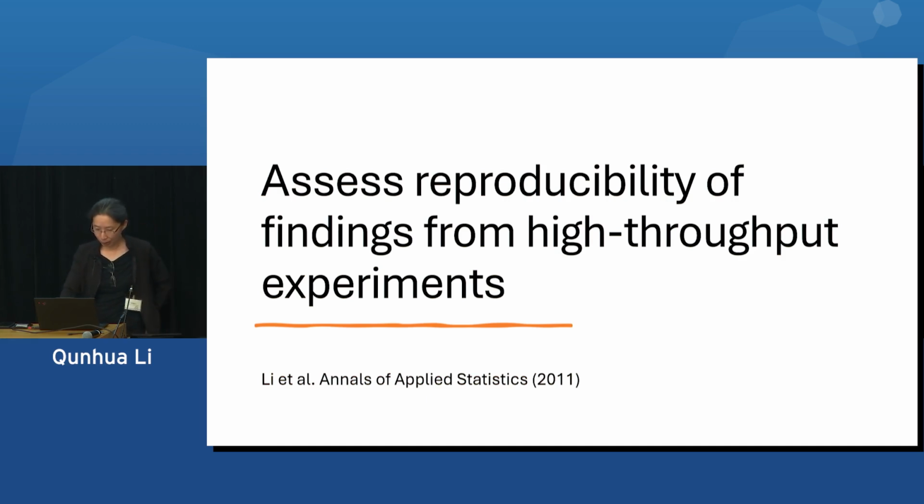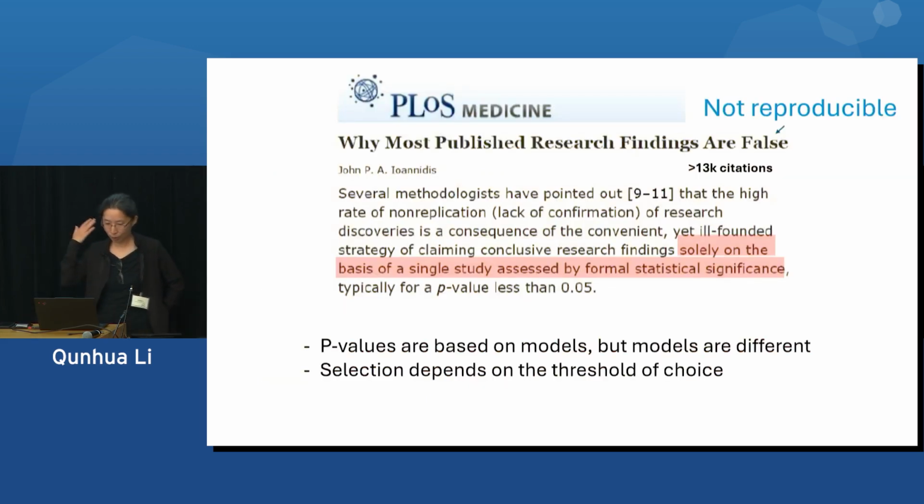The first one is about reproducibility of findings. You probably know this very well-known paper, which has been cited more than 13,000 times. It has a very provocative title: why most published research findings are false.